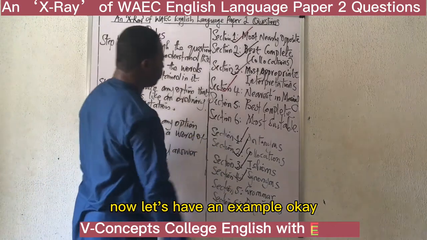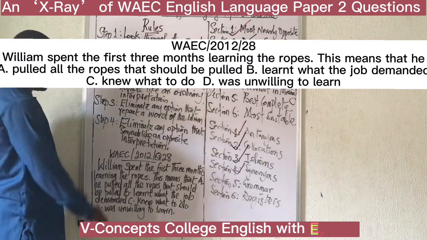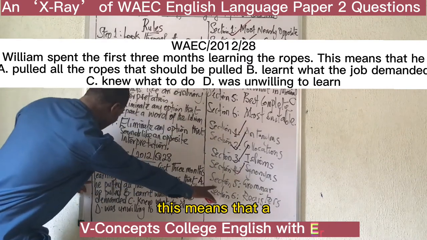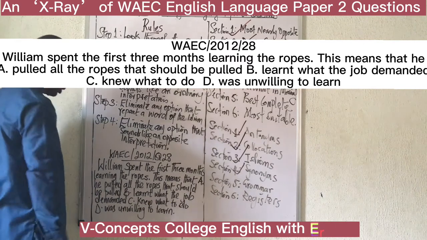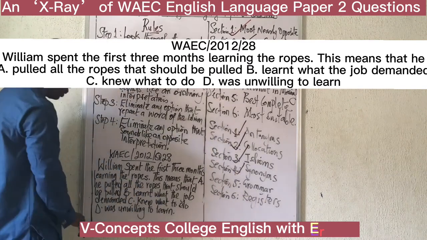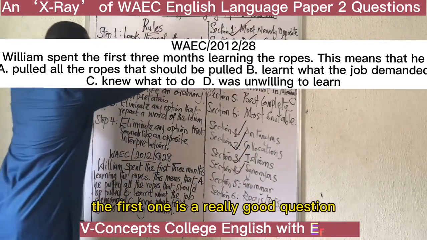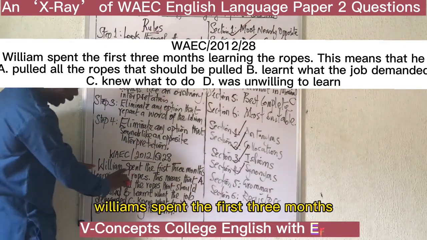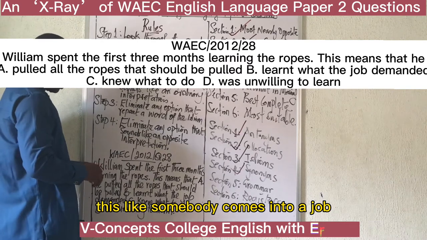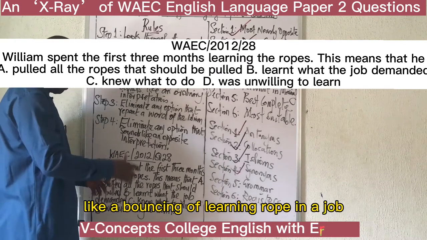Now let's have an example of how these rules work. WAEC 2012 question 28. William spent the first 3 months learning the ropes. This means that A, he pulled all the ropes that should be pulled. B, he learned what the job demanded. C, he knew what to do. D, he was unwilling to learn. Good, let's go over our rules. The first one is to read through the question and try to understand what it is saying. William spent the first 3 months learning the ropes. This is like somebody comes into a job and the person is spending the first 3 months learning the ropes. How was it learning a rope now in a job?